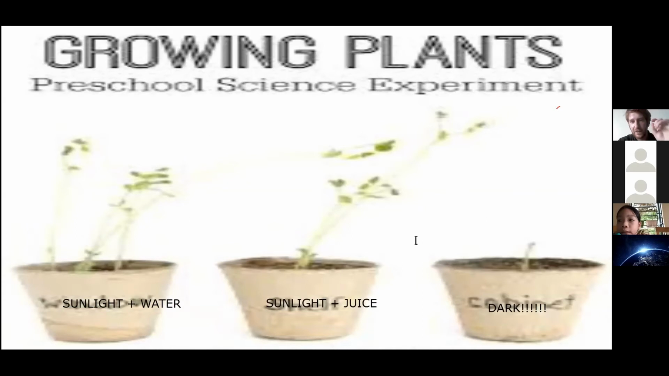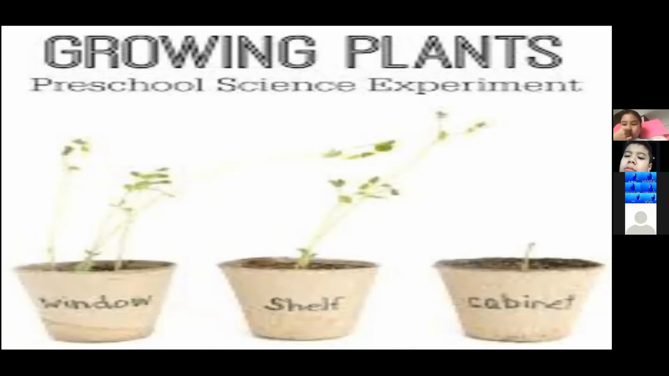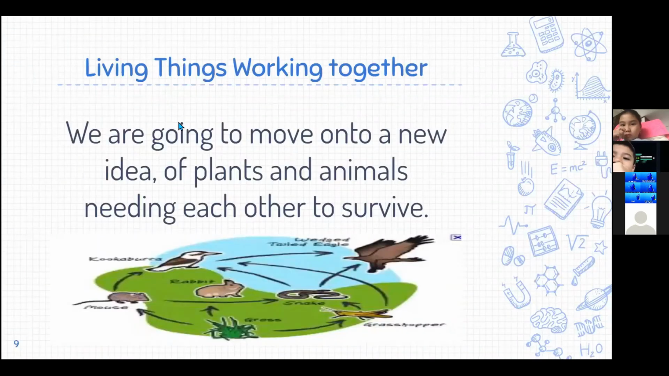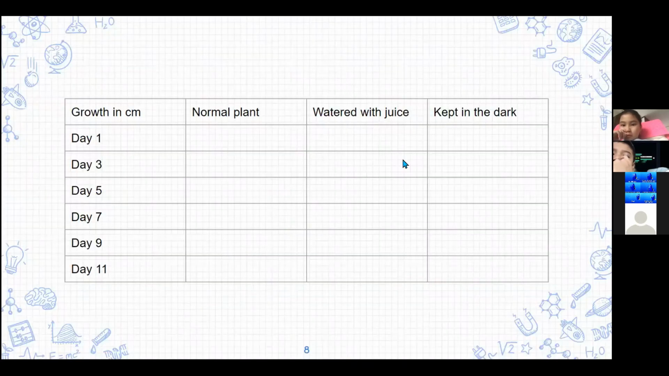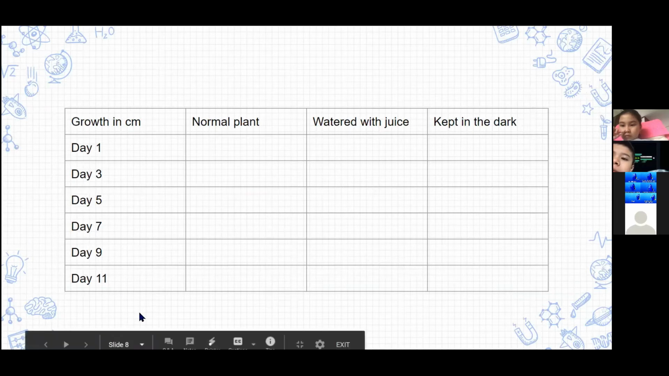What are the 3 plants that I'd like you to grow? Okay. The reason being is we'll see how changing abiotic factors will change the plant. So when you have that done, what I want you to do is make a table like this. So each day you'll measure the growth of the plant.